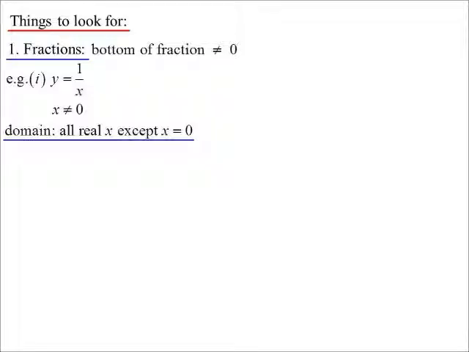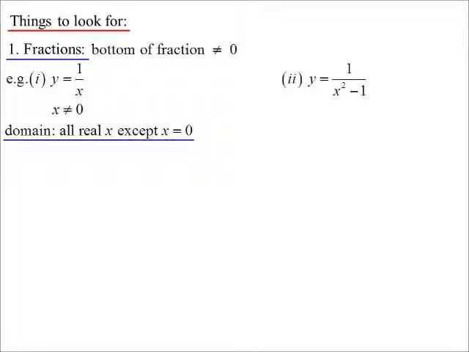Now, don't get too hung up about this because there's a bit of grammar there, because I could also write all real x except x can't equal 0. When you think about it, it's just grammar. All real x, except x can't equal 0. Or am I saying all real x except x equals 0? You see what I mean? So it doesn't really matter. I tend to write it this way: except x equals 0.